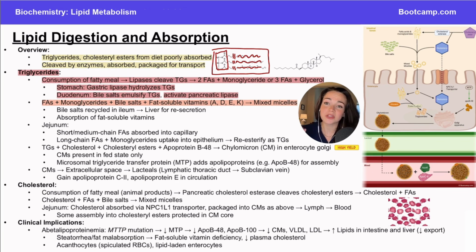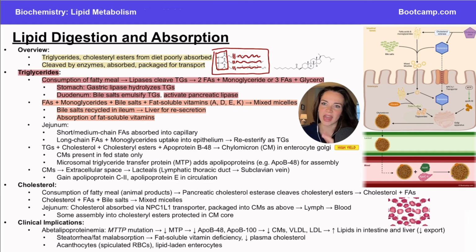And now for this lesson, we're really focused on following the path of those fatty acids, but just so you understand what happens to the rest of those components of the mixed micelle, the bile salts are going to be recycled in the ileum, and they'll actually go back to the liver for resecretion. So your body will reuse those bile salts over and over again. And then those fat-soluble vitamins are going to get absorbed. But what's happening to those fatty components that we're really interested in?